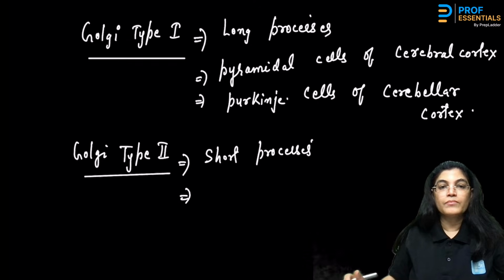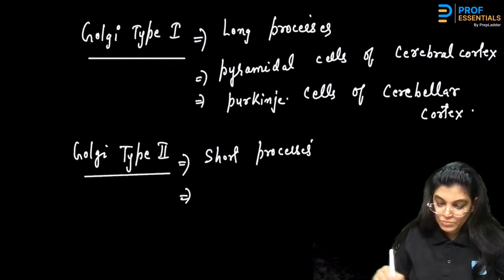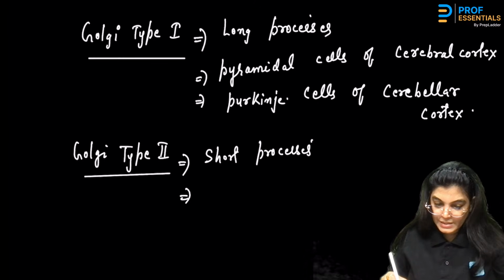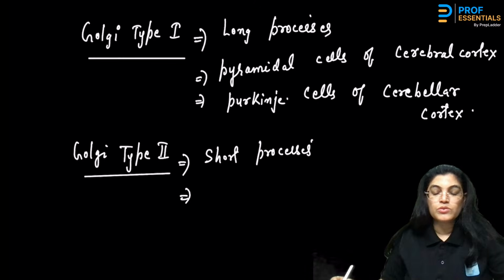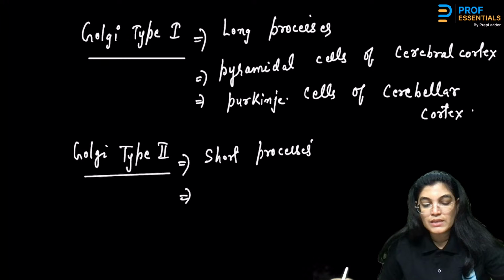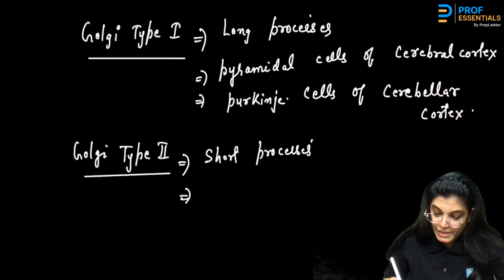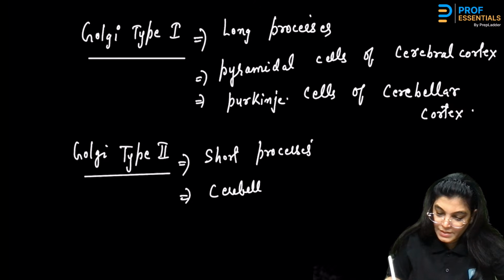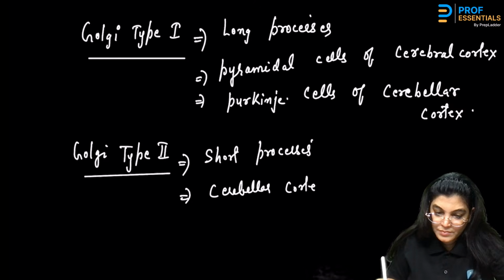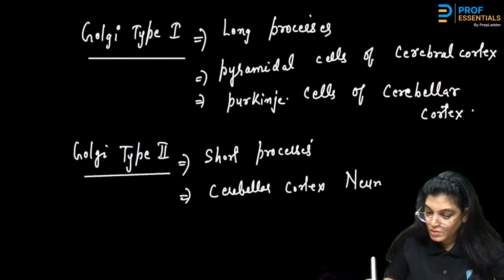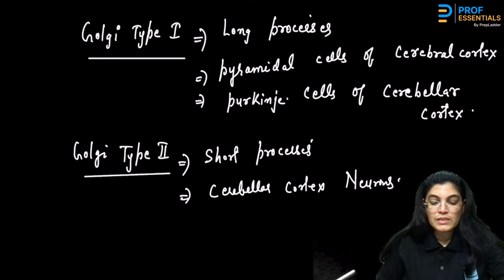Okay. Now, Golgi type 2 has short processes, and it is also present in the cerebellar cortex neurons. Okay, so this is the major variety.